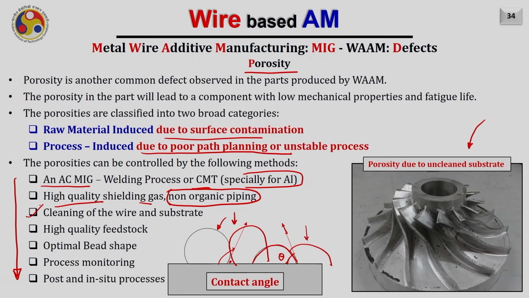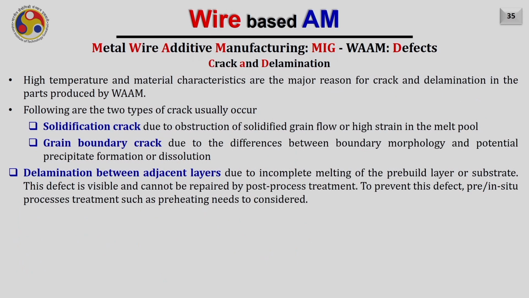We should prefer to use a high quality feedstock. We should be very much focused on the bead shape. If the bead shape has a very high contact angle, in that case we should not choose those process parameters. We need to monitor the process closely, and we can also perform some post-process and in situ processes to eliminate the porosities.